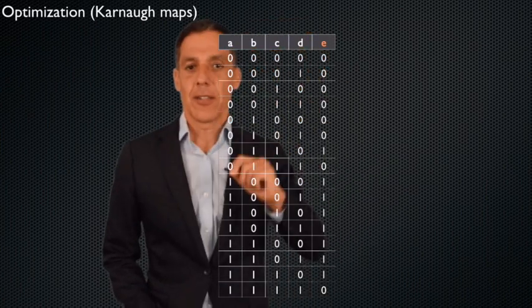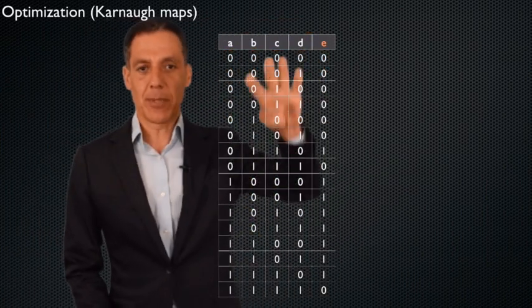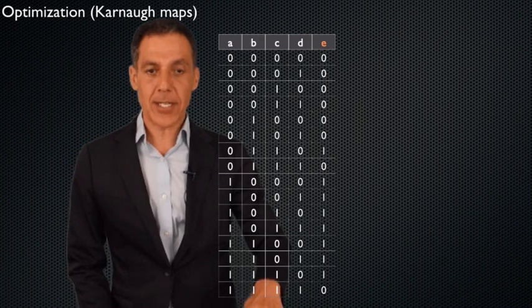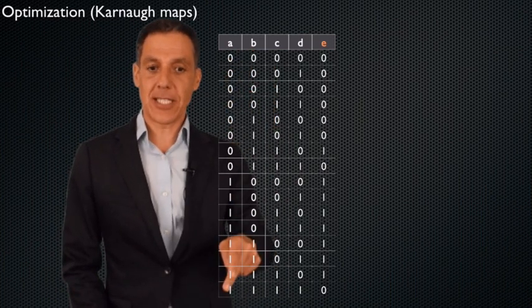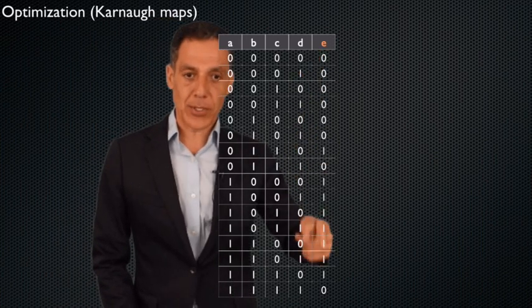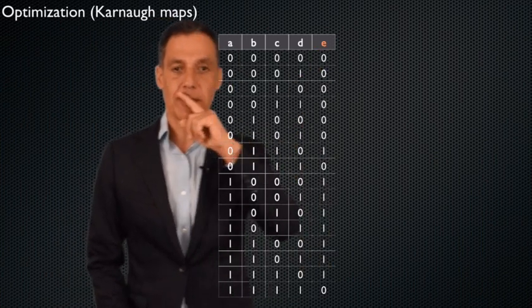So let's imagine this very simple example. It doesn't matter what the output is here, but imagine I have 4 inputs. So how many rows do I have with 4 inputs? 2 to the 4, which is 16. And I have one output, which is E here, and I've just color-coded it slightly different.